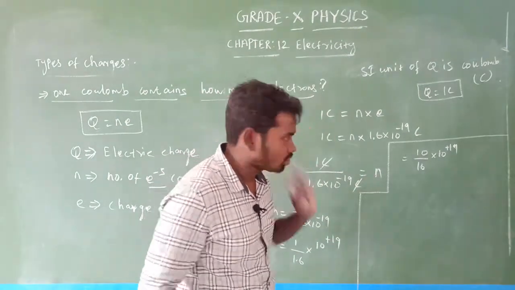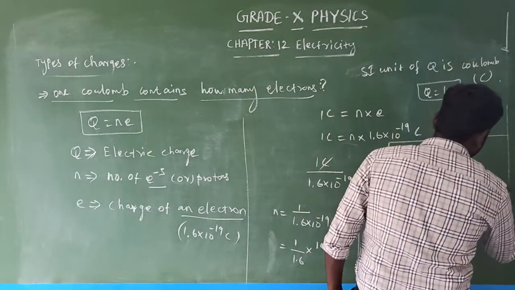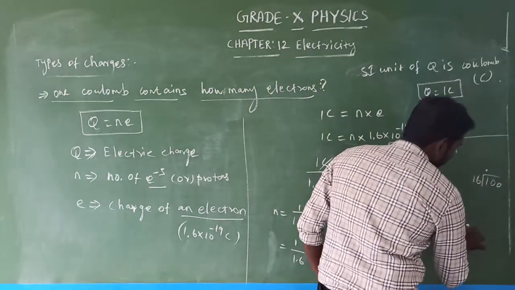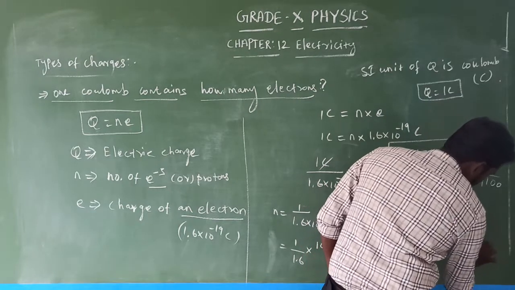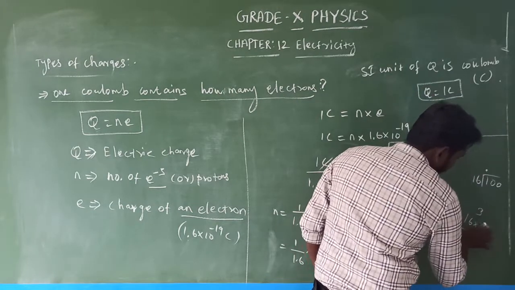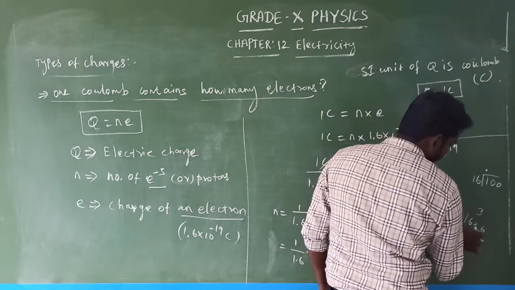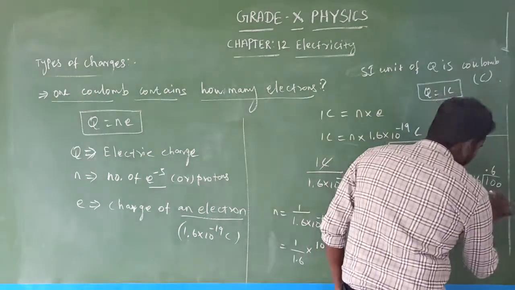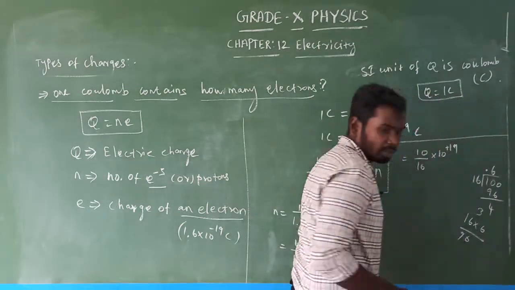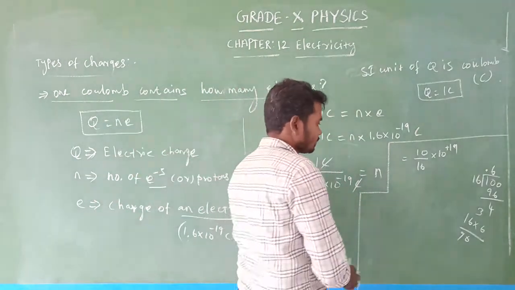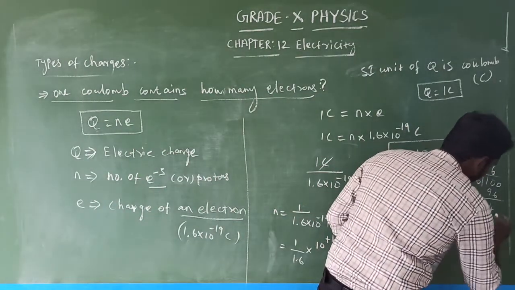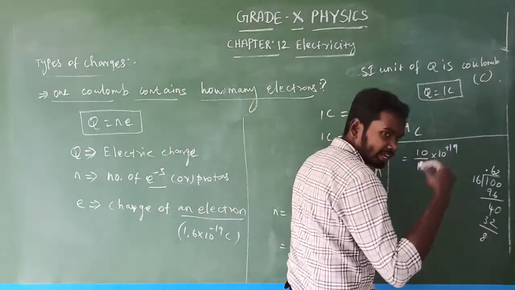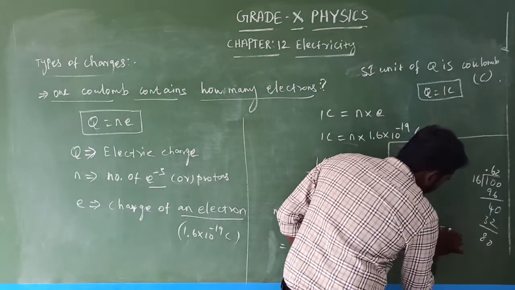Now further divide 10 divided by 16. How much? Put a decimal point, add one 0. 16 into 6, 96, remaining 4. Add one 0. So 2 into 16, 32, remaining 8. Again add one 0. 16 into 5, which is equal to how much?